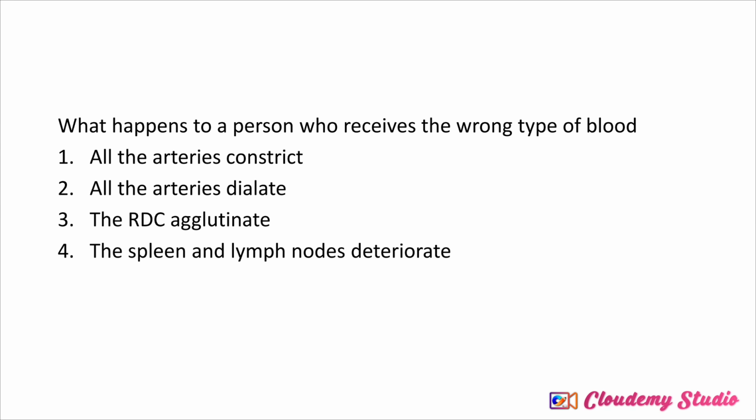What happens to a person who receives the wrong type of blood? All the arteries constrict, all the arteries dilate, the RBC agglutinate, the spleen and lymph nodes deteriorate. Of course, the RBC agglutinate.